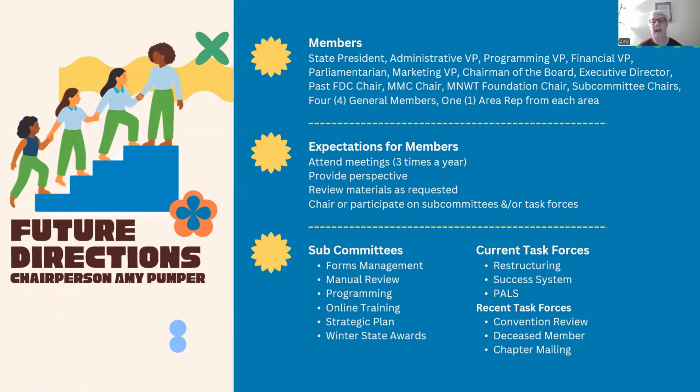Hey, everyone. So the members of the Future Directions Committee include our state president, administrative vice president, programming vice president, financial vice president, parliamentarian, marketing vice president, chairman of the board, executive director, the current and past Future Directions chair, the MMC chair, the foundation chair, and subcommittee chairs. There's 4 general members and an area rep from each area.